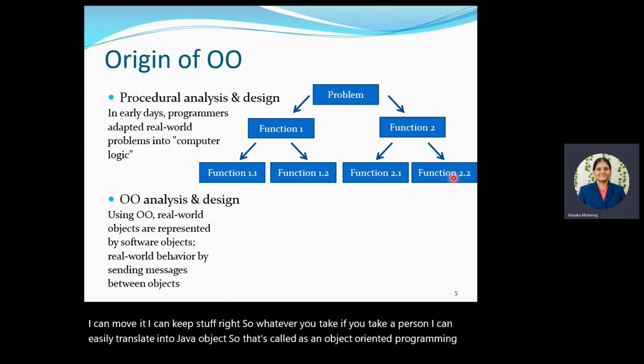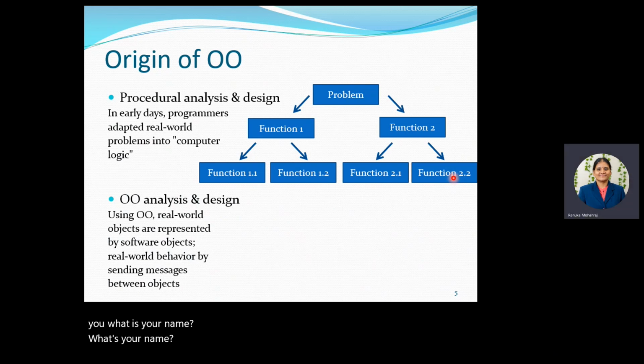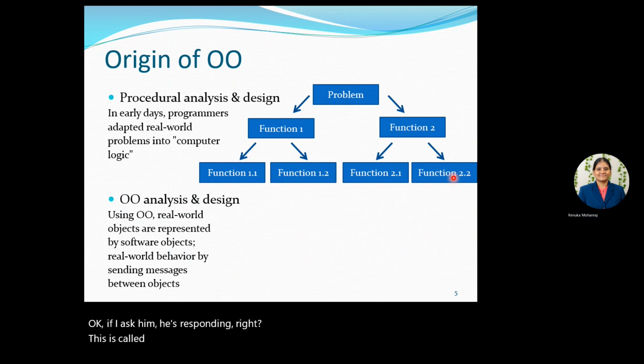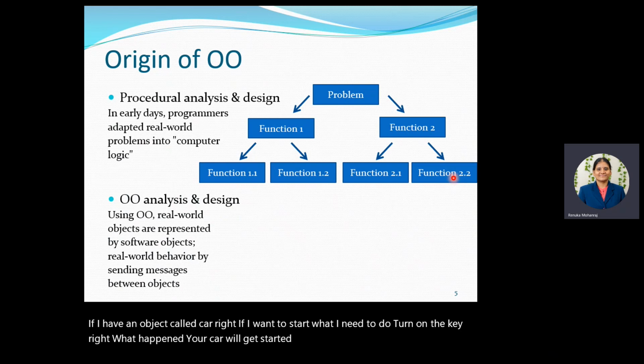Every object can interact with another object by using behavior or service. So let me ask you, what's your name? Okay. If I ask him, he is responding, right? This is called a service. If I have an object called car, and I want to start it, what do I need to do? Turn the key, right? What happens? Your car gets started, right? Or press the button. Some response. So every object can interact with another object by some service or behavior.